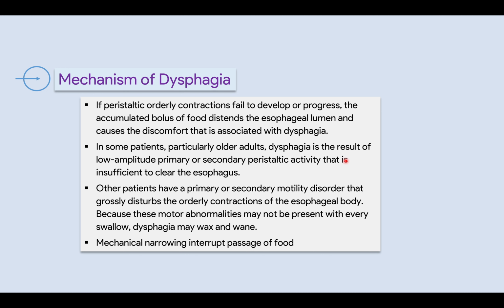As I explained, this is a centrally mediated process in which each step is very important. If there is some dysregulation in it, it will cause dysphagia. Because these motor abnormalities may not be present with every swallow, dysphagia may wax and wane. That means it could be an intermittent kind of dysphagia. And definitely the last cause will be mechanical narrowing. That means the lumen of the esophagus has been narrowed, which will hinder the swallowing process and the transfer of the food bolus from the mouth to the stomach.